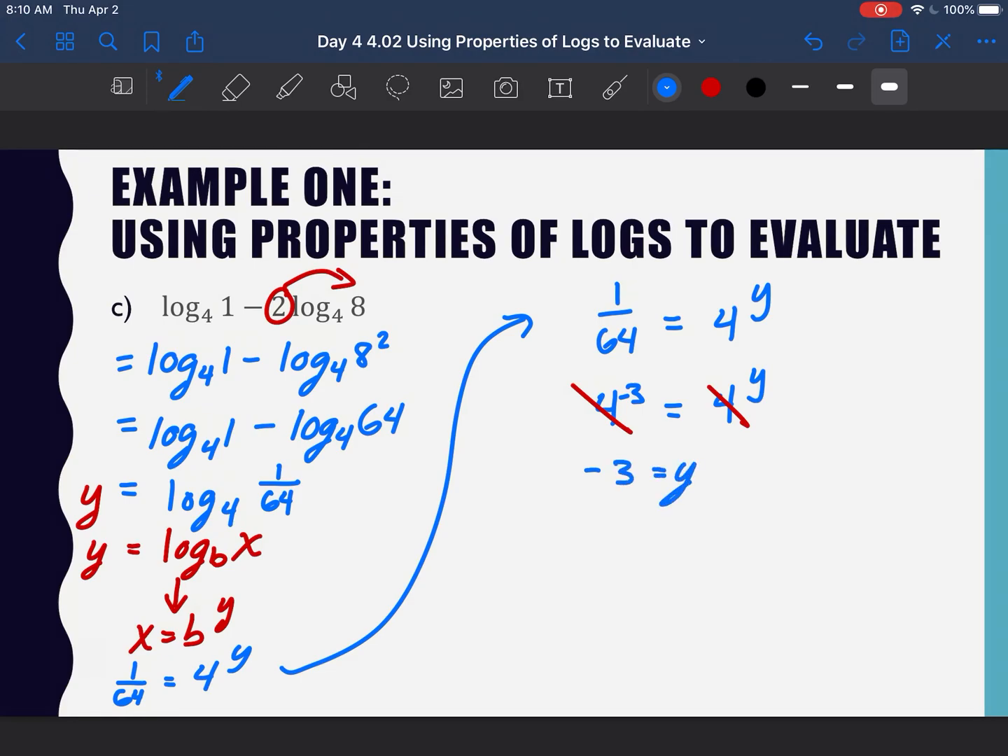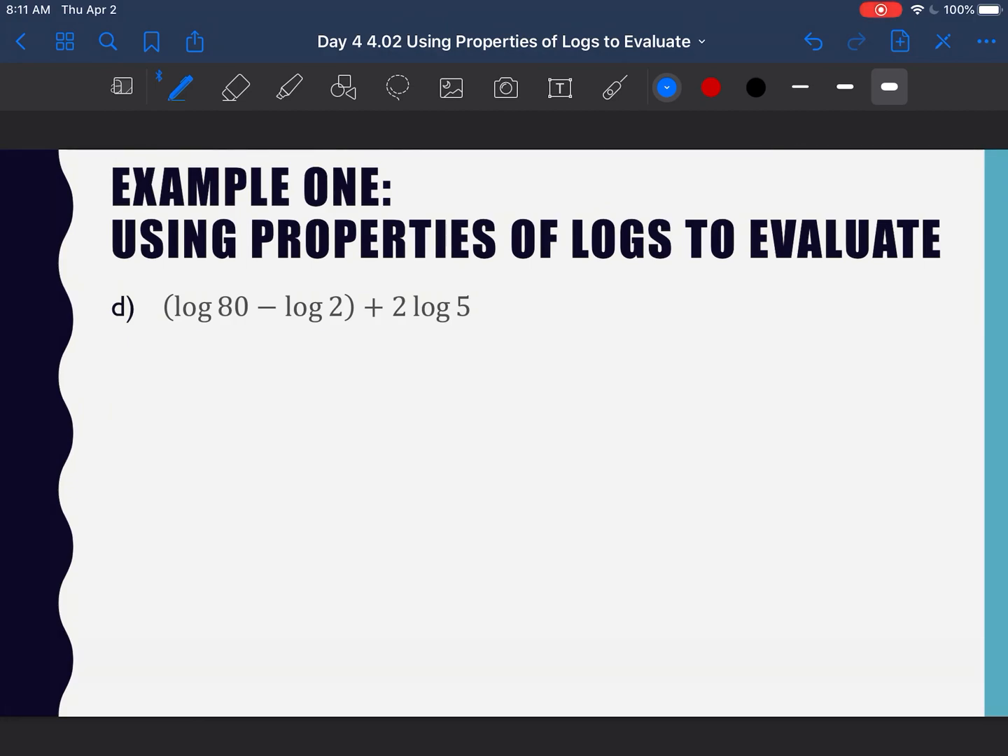All right, so that's an example of one that combines multiple properties. Now let's do the most difficult out of all of these, where a majority of the properties are used. The first thing I see is that there's a 2 in front of this logarithm. I know for sure that I need to move that to be the exponent for the 5. I also see parentheses, so these two logarithms need to be combined before I combine them with that third logarithm. So let's take care of both at the same time.